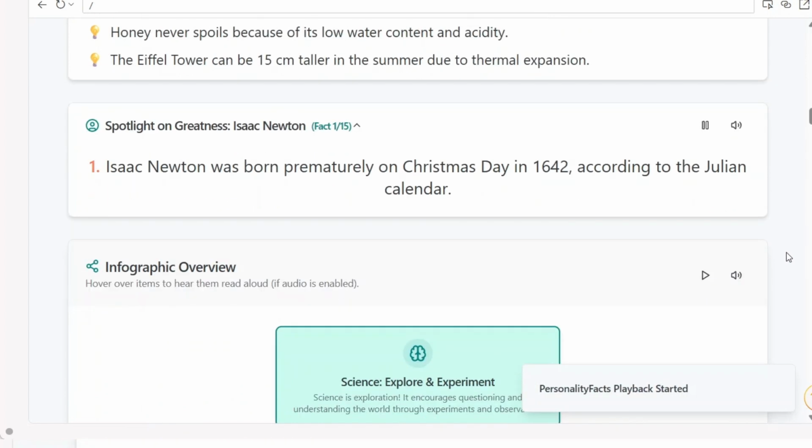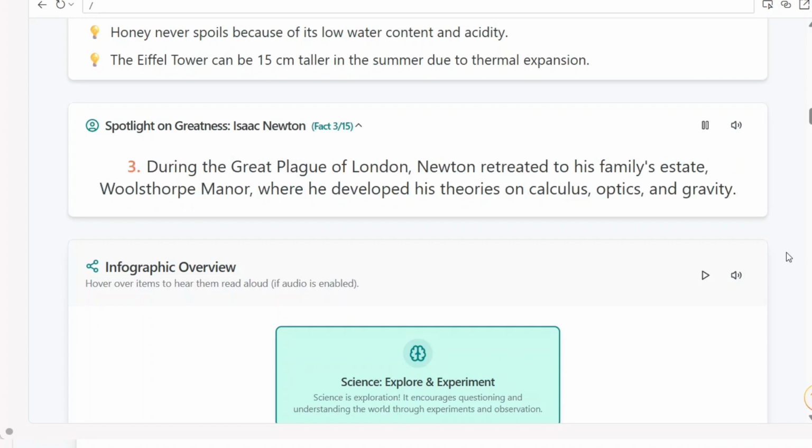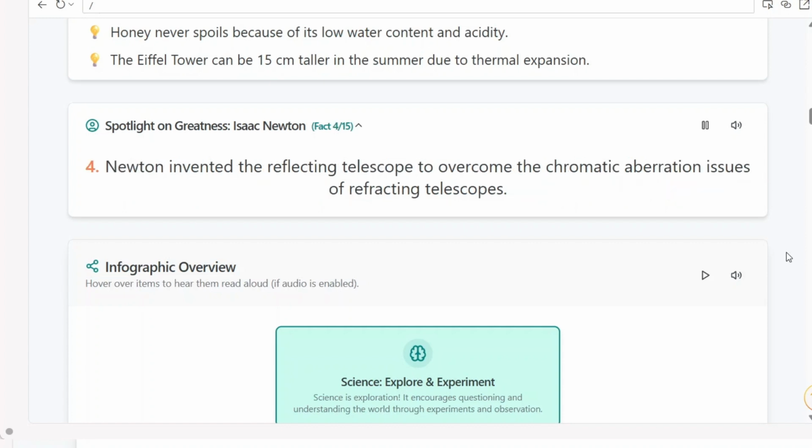Isaac Newton was born prematurely on Christmas Day in 1642, according to the Julian calendar. Newton's mother initially wanted him to become a farmer, but his schoolteachers recognized his exceptional academic abilities. During the Great Plague of London, Newton retreated to his family's estate, Woolsthorpe Manor, where he developed his theories on calculus, optics, and gravity. Newton invented the reflecting telescope to overcome the chromatic aberration issues of refracting telescopes.